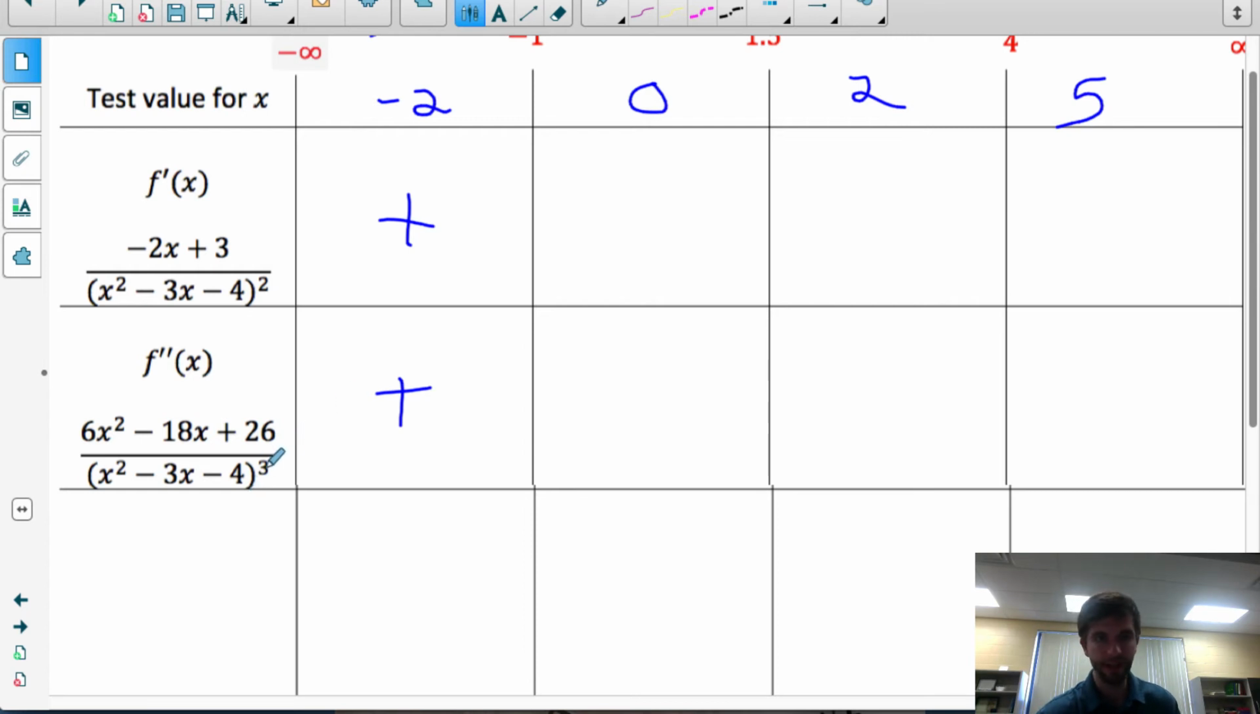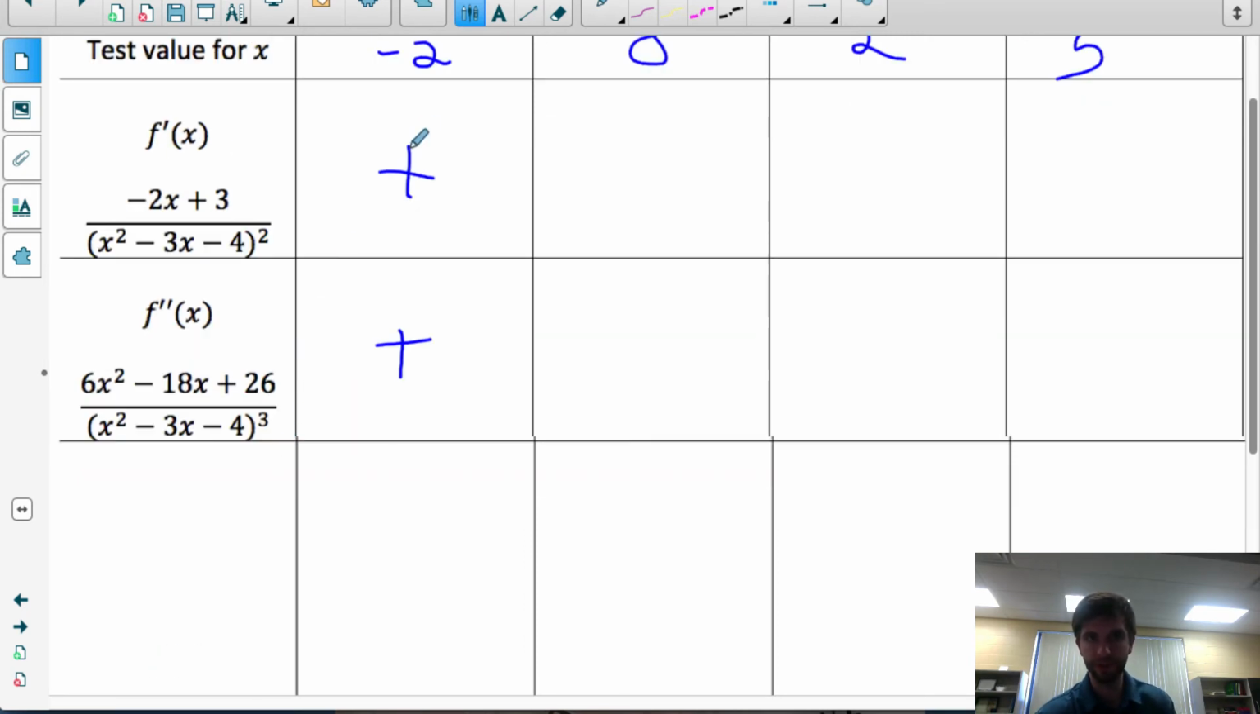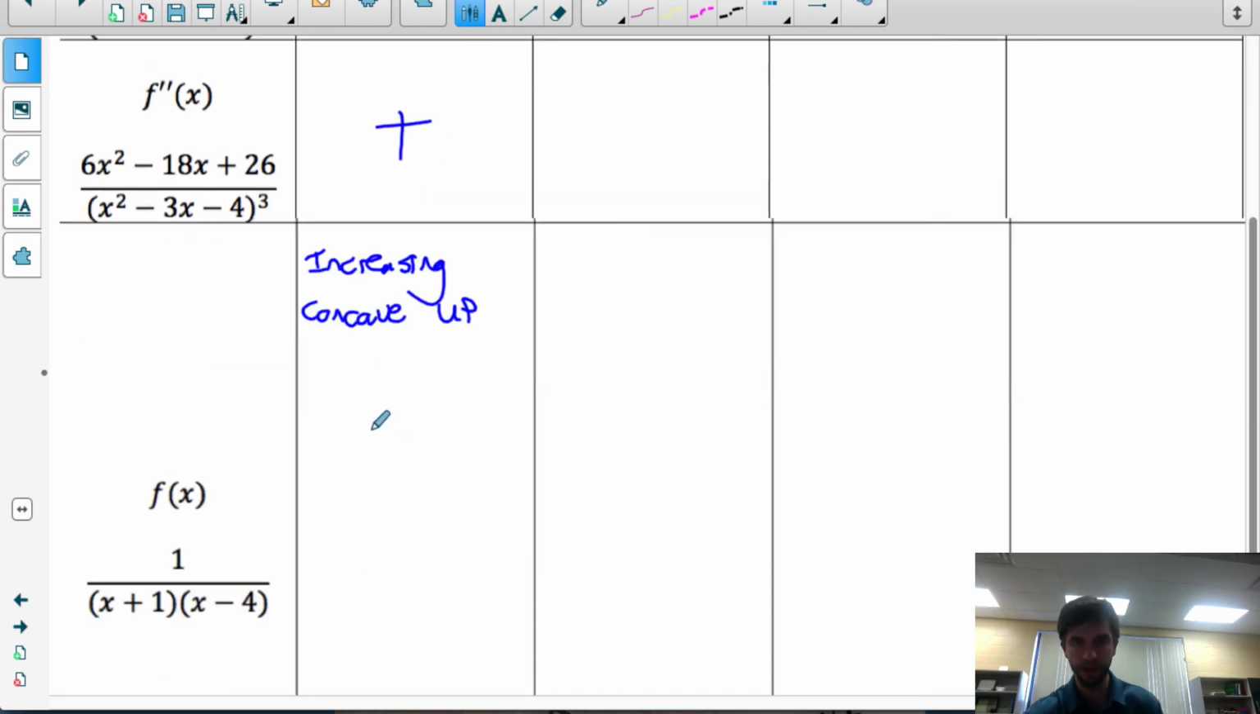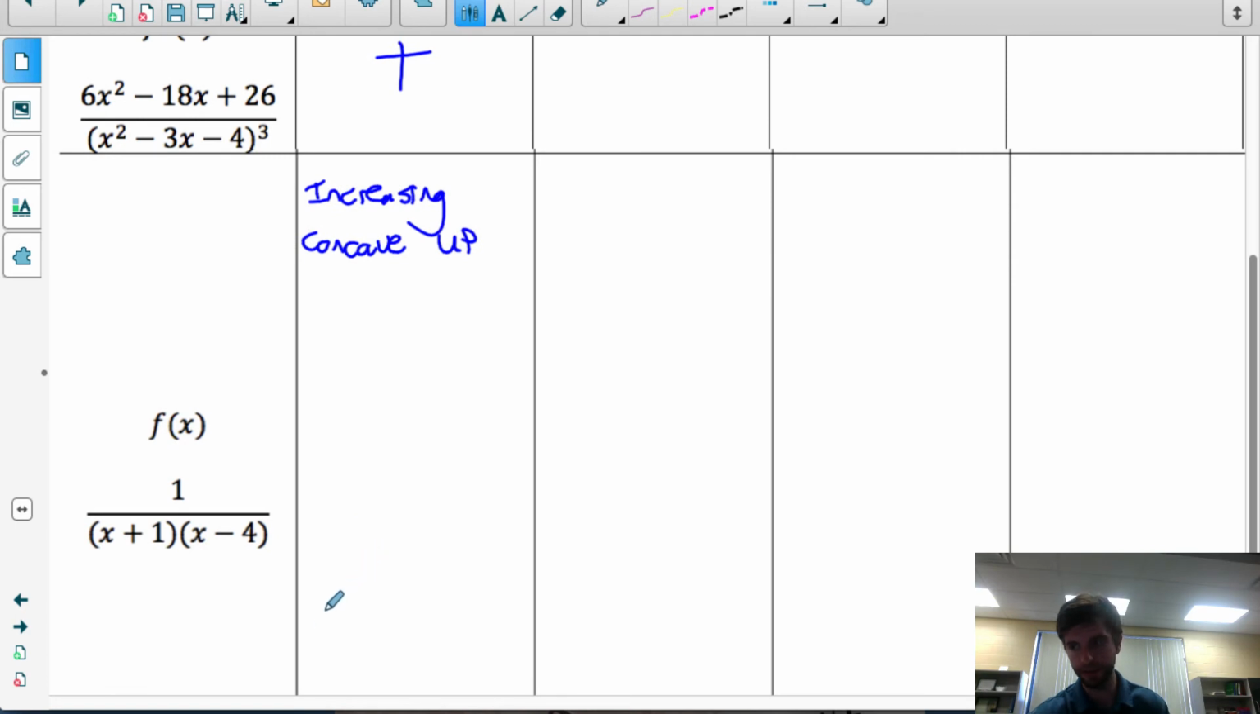So what does that tell us about the original function? Well, the first derivative tells us that the original function is increasing over that interval. And the second derivative being positive tells us that the function is concave up over that interval, right? Because the tangent slopes are positive and the tangent slopes are increasing, meaning we have an increasing function that is concave up. So it's going to look something like this over that interval.